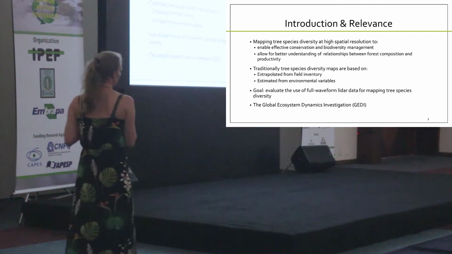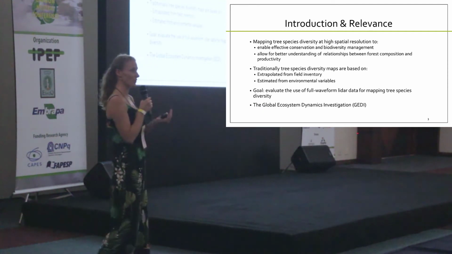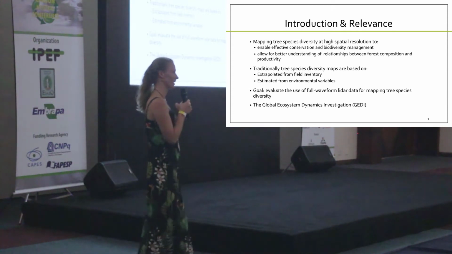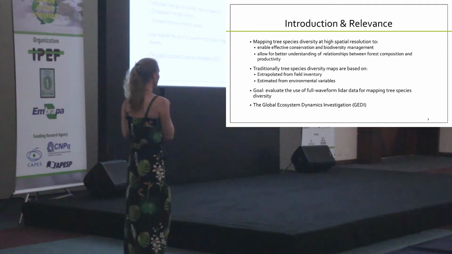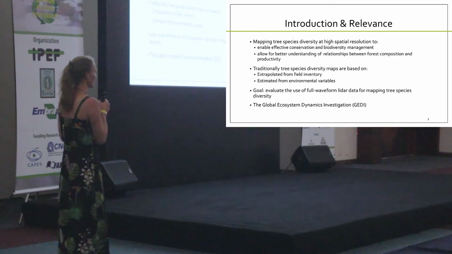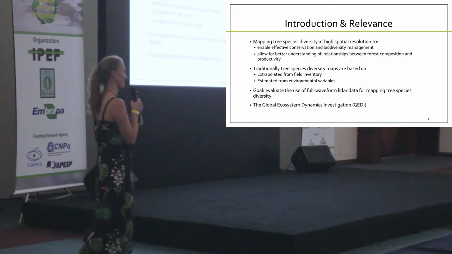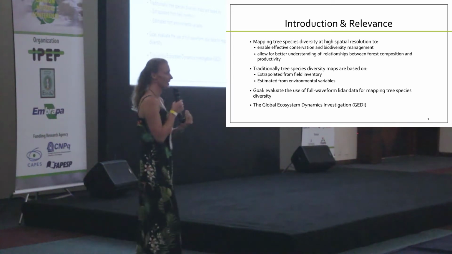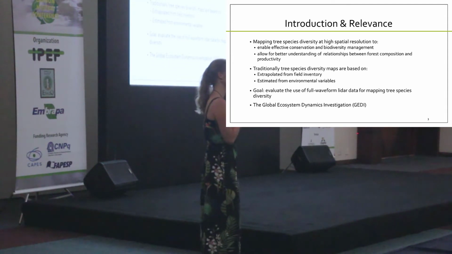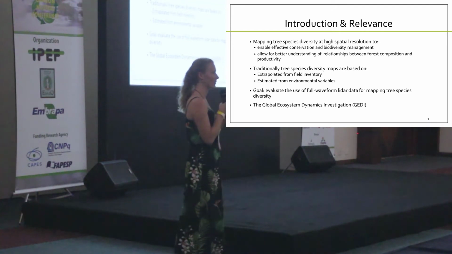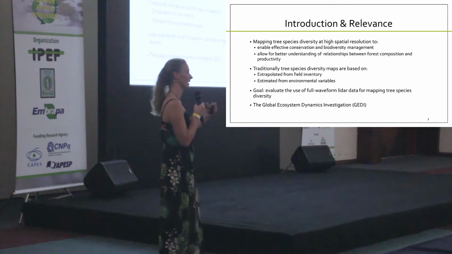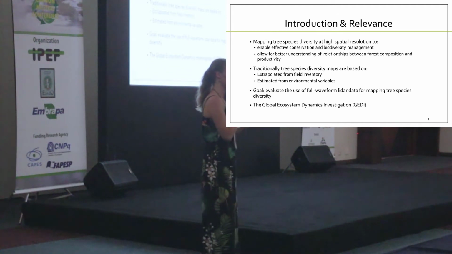All right, so mapping tree species diversity at a high spatial resolution is, of course, quite relevant in order to enable effective conservation and biodiversity management, but also to allow for a better understanding of relationships between forest composition and productivity across different scales. Traditionally, tree species diversity maps might be based on the extrapolation of field inventory information, or the combination of environmental variables with field-derived tree species diversity information, and then predicting how many different tree species there are in different areas of the world.